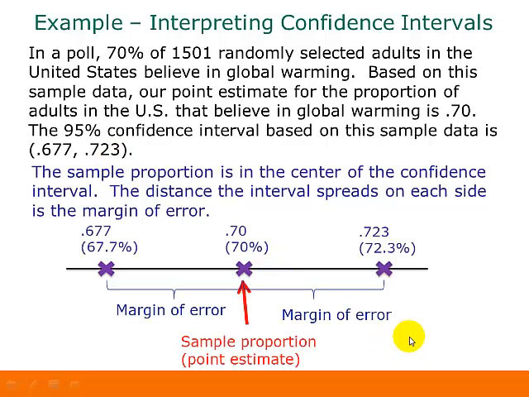And here's what it looks like if we graphed it on a number line. Here is our point estimate right in the middle of the confidence interval. Here is our lower limit for the confidence interval, which is 0.677 or 67.7%. Our upper limit is 0.723 or 72.3%. And the distance on each side that we go from our sample proportion in the middle is the margin of error. So we're going from our sample proportion down by whatever our margin of error is, and also up.